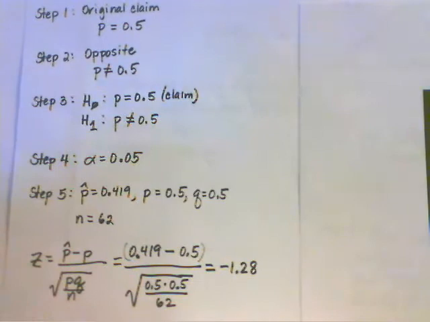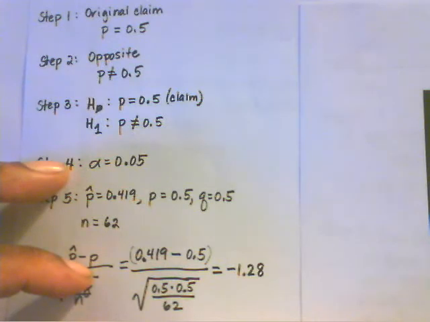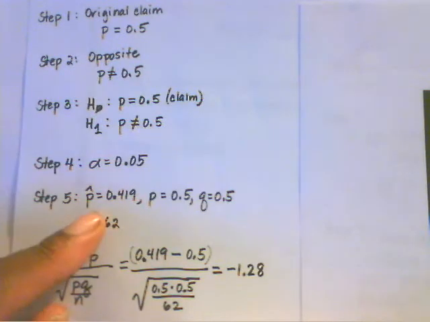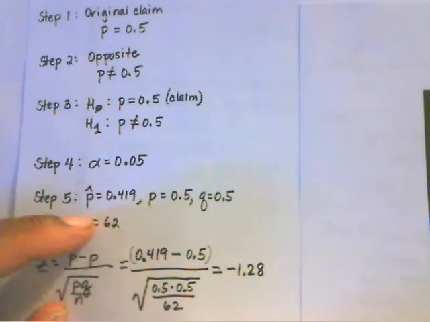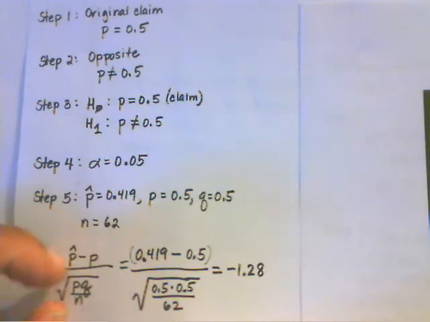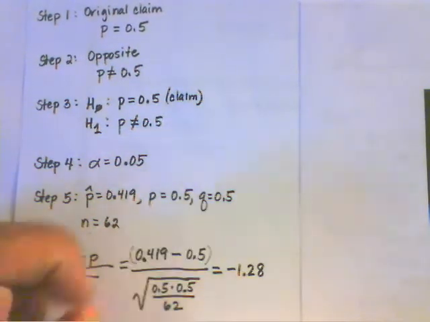And then step number 5 is calculating the test statistic. Okay. In the problem, it says 41.9% of the women correctly predicted the sex of their baby. So here, that's your P, which is 0.419. That's already given to you. Convert that to a decimal. And if P is 0.5, Q must be 0.5.